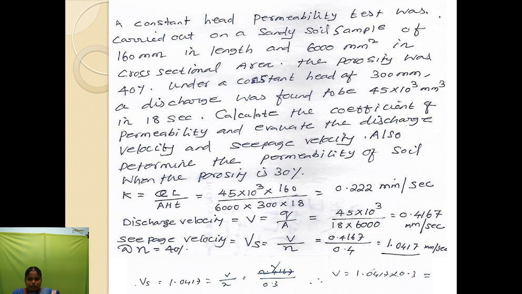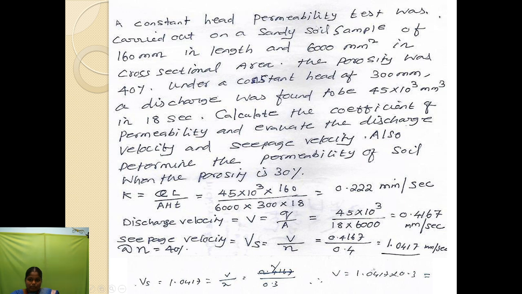The discharge was found to be 45 × 10³ mm³ in 18 seconds. Calculate the coefficient of permeability and evaluate the discharge velocity and seepage velocity. Also determine the permeability of the soil when the porosity is 30%. So these problems will be solved for the constant head permeability.